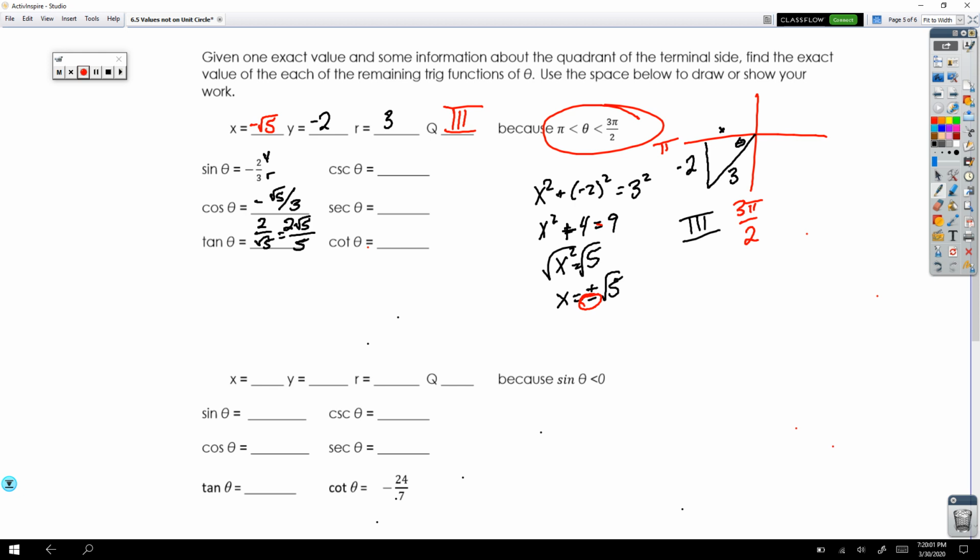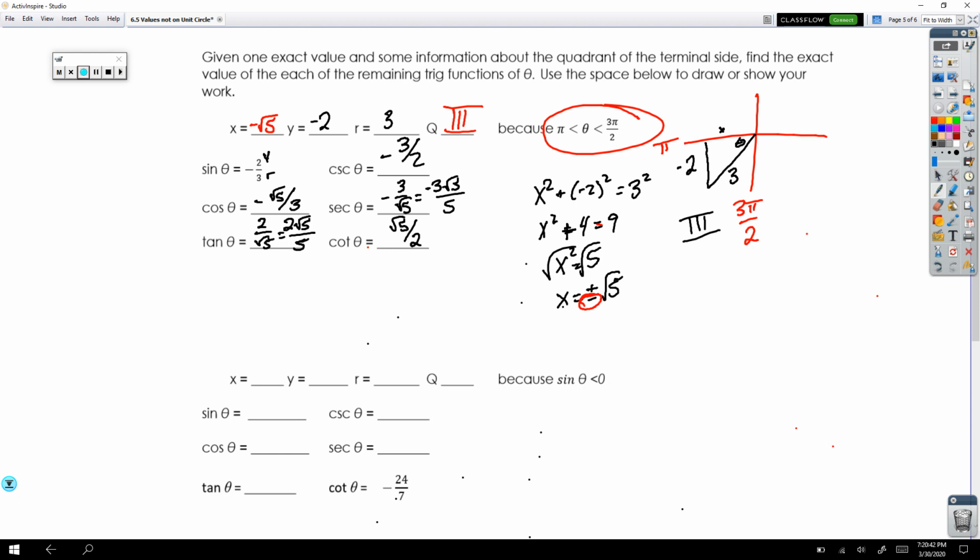Cosecant, r over y. So we have negative 3 over 2. Secant is r over x, negative again. So 3 over root 5. Rationalizing it would leave me with negative 3 root 5 all over 5. Check your outside numbers. I have 3 and 5. Doesn't simplify. Cotangent, we have x over y, negative over negative, so I can get rid of those right off the bat. So I would be left with the square root of 5 all over 2, and that one's done.